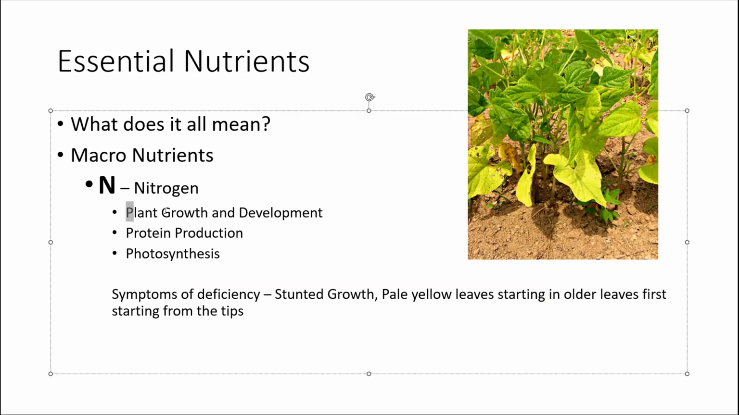So nitrogen promotes plant growth and development. That is vegetative growth, protein production, and photosynthesis. Symptoms of nitrogen deficiency in plants are stunted growth and pale yellow leaves, starting in the older leaves first, and typically starting from the tips of those leaves moving inward.